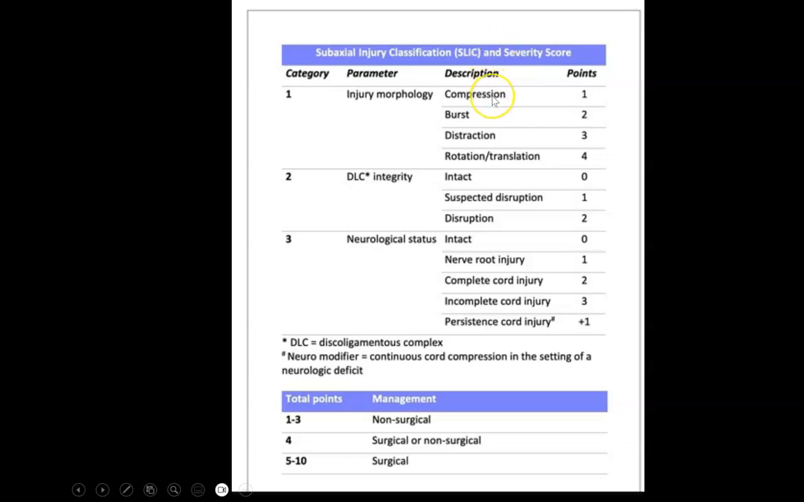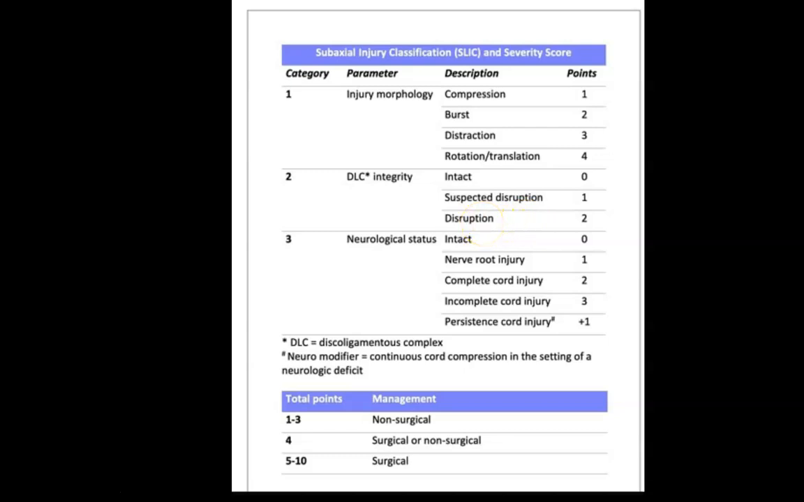So compression is relatively stable. We take 1 point. Burst fracture, comminuted fracture, 2. Distraction of 2 vertebrae, 3. And there is rotation of the vertebrae or translation, movement 1, we take 4. And the dorsal longitudinal ligament, not the anterior ligament, if it is intact, is 0. If it is suspected to have disruption, it is 1. Or if you are sure it is disrupted, it is 2.